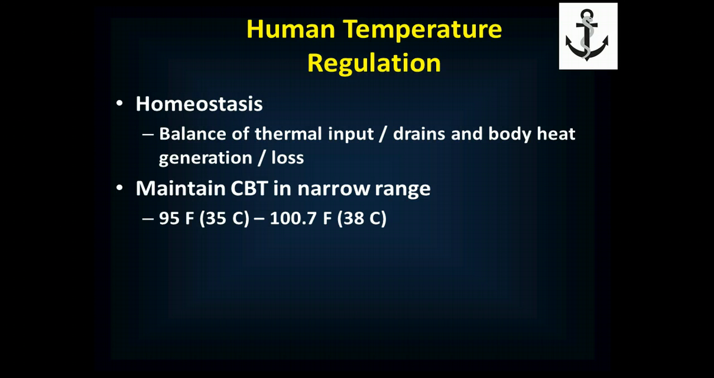The human body is amazing in its ability to maintain a very narrow range of core body temperature in the face of tremendous environmental variation. So we manage to maintain a core body temperature in a range of between 95 degrees Fahrenheit and 100.7 degrees Fahrenheit, or 35 to 38 degrees Celsius, which is really the optimal metabolic functional range for us. And we do this through a process called homeostasis, which is a balance of thermal inputs and drains on the body and the body's ability to generate heat or to lose heat as needed, depending on hot or cold stress.